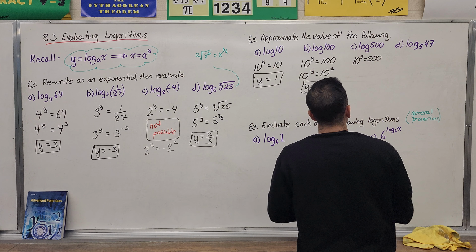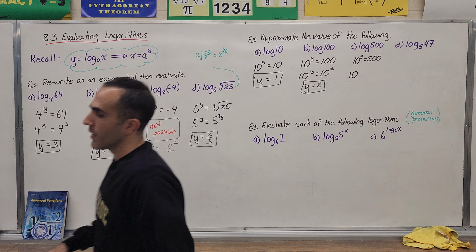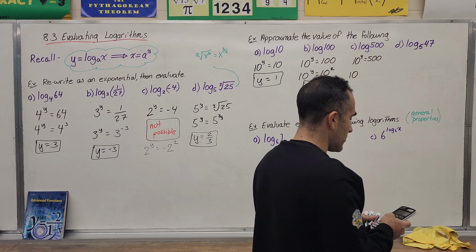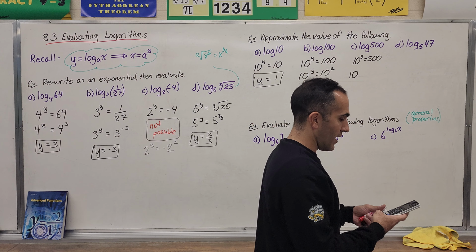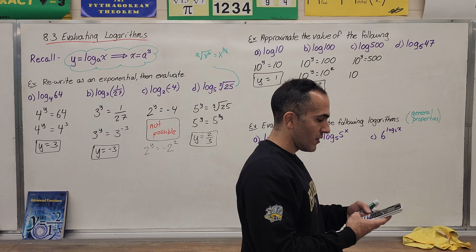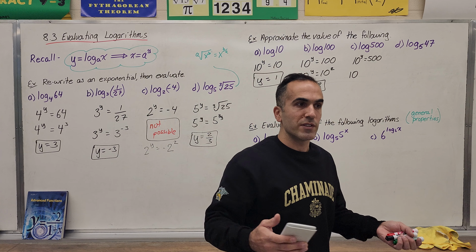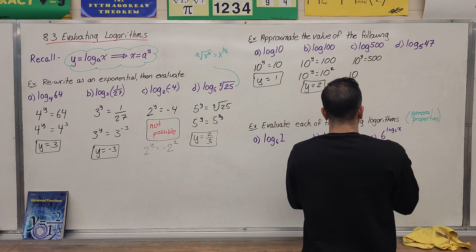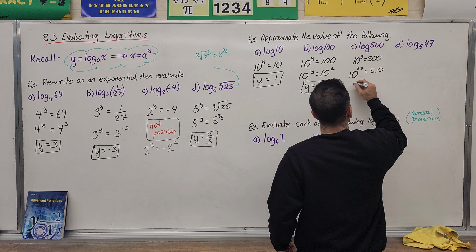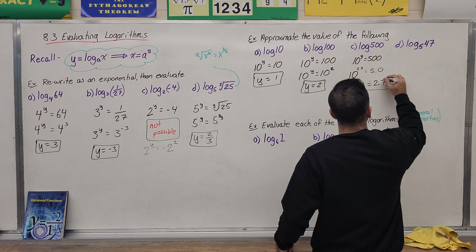Okay, so what I can do here is I actually have to do some trial and error with my calculator. So I'm going to say 10 to the exponent of 2.5 is 316. I'm going to go back, I'm going to change that 0.5 to a 0.7. 501, that's definitely good enough for an approximation. So 10 to the 2.7 is 501. Therefore, y is approximately equal to 2.7.